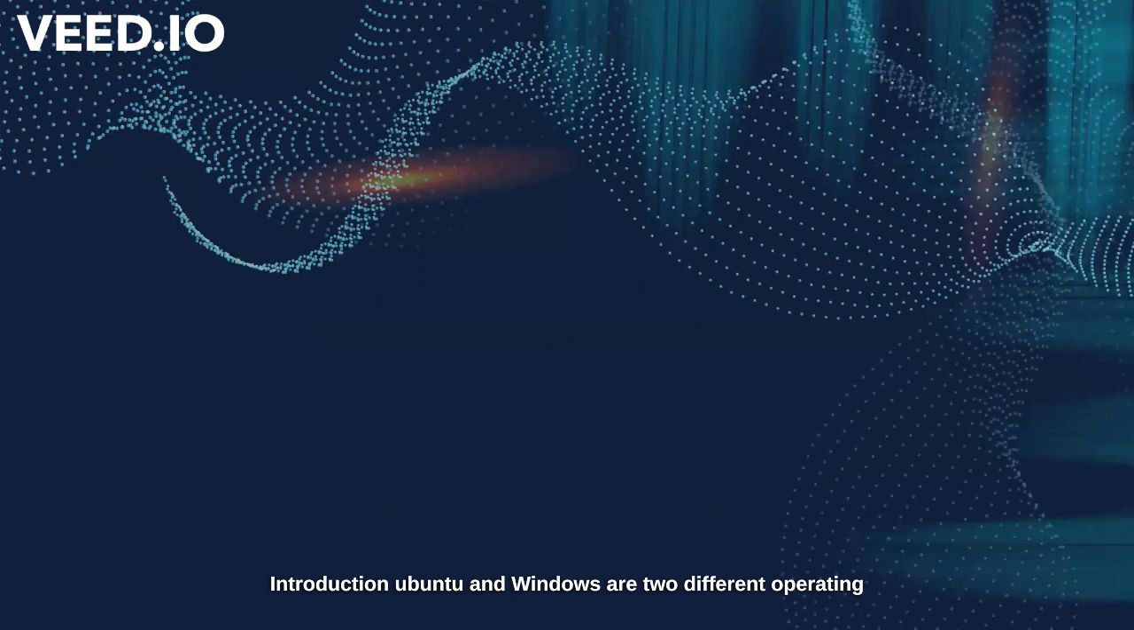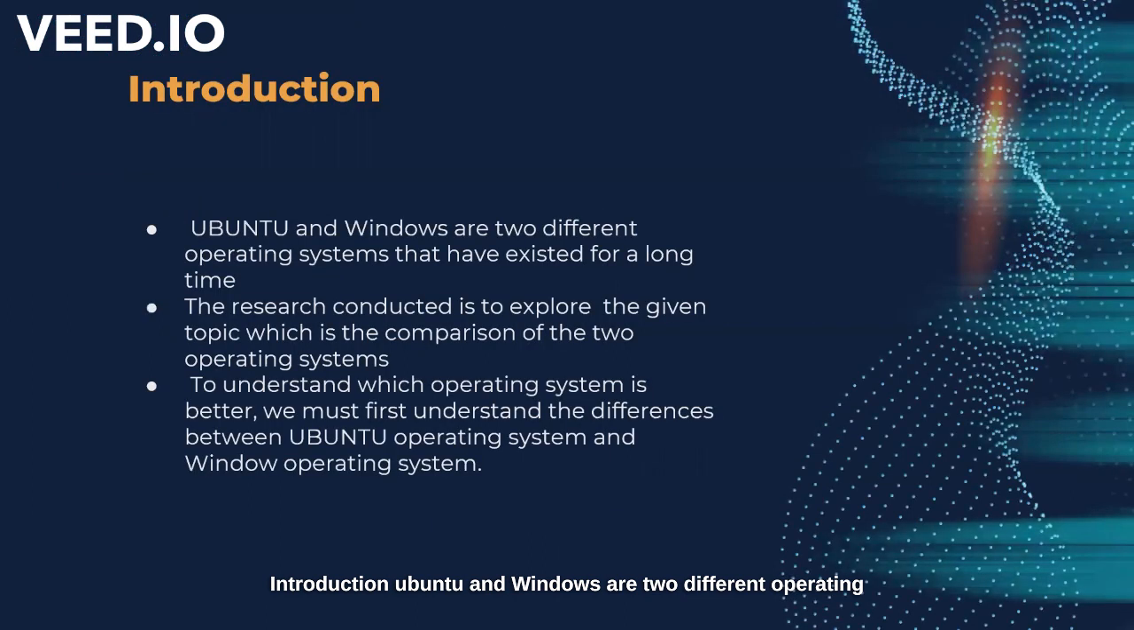Introduction. Ubuntu and Windows are 2 different operating systems that have existed for a long time. The research conducted is to explore the given topic, which is the comparison of the 2 operating systems. To understand which operating system is better, we must first understand the differences between Ubuntu operating system and Windows operating system.